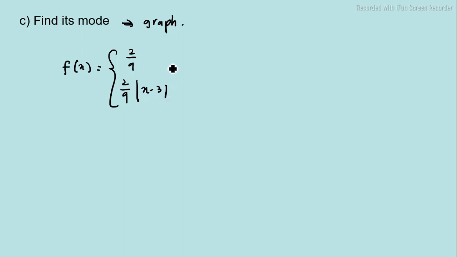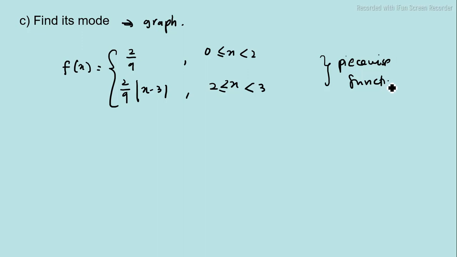Okay, and last one. The question asks you to find its mode. Macam mana kita nak cari mode ni? Okay, so kalau kita nak cari mode, kita boleh dapatkan daripada graf, daripada graf piecewise function kita. So, graf kita ada yang asal kita ada 2/9 dan juga 2/9 modulus X tolak 3. So, ini fungsi asal kita. Okay, X between 0 and 2. Kat sini kita ada 0, 2 and 3. So, ini adalah piecewise function.